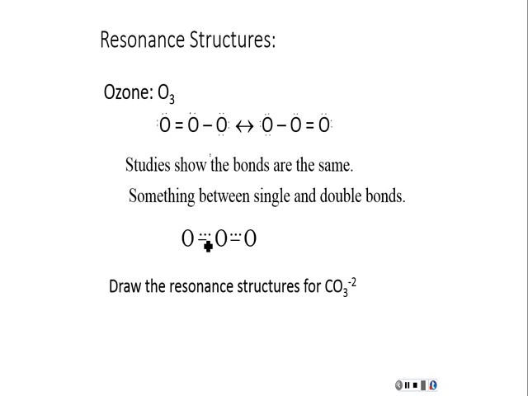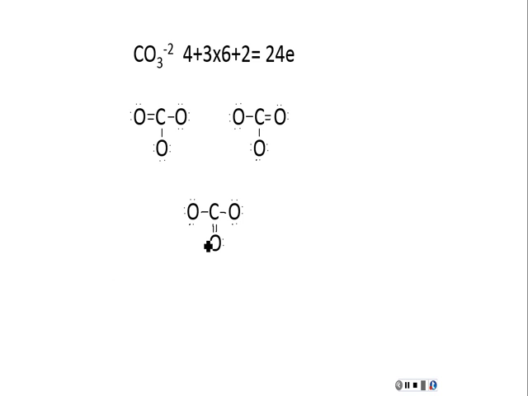What would its resonance structures look like? Well, here they are right here. You notice that we have the double and the 2 singles, and all I'm doing is moving that double bond around. So the carbonate ion has 3 resonance structures.